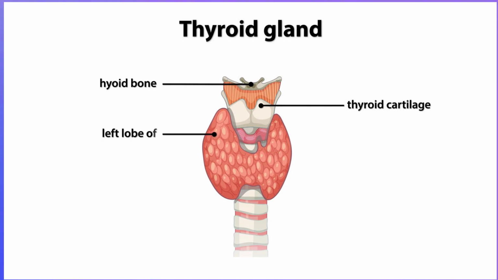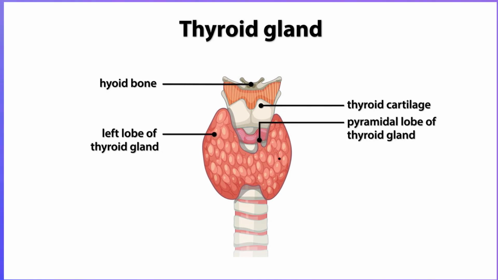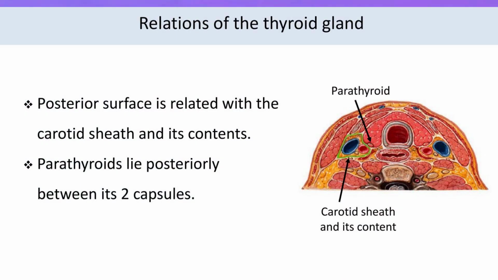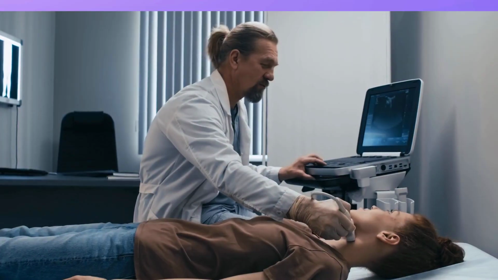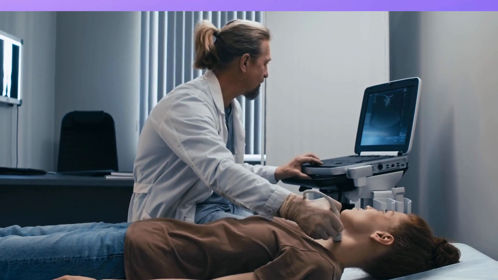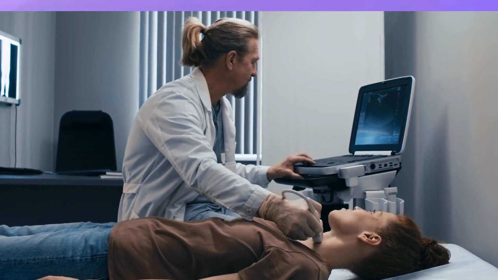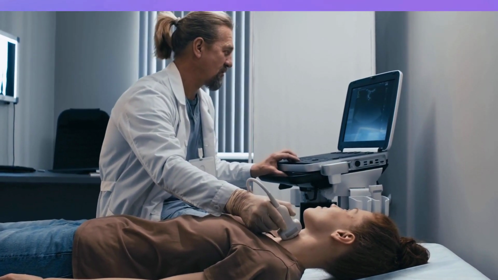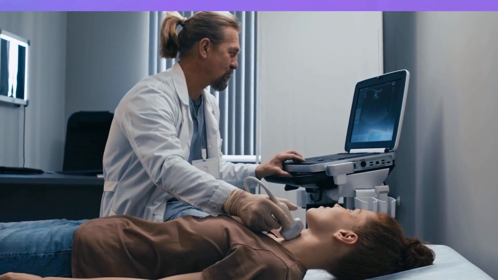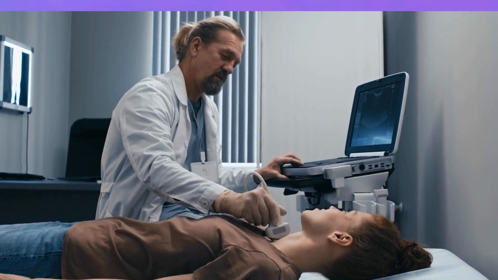another important anatomical relationship. The posterior surface of the thyroid gland has crucial relationships. It is closely related to the carotid sheath and its contents, which include the common carotid artery, internal jugular vein, and vagus nerve. This proximity is significant during surgical dissection. Additionally, the parathyroid glands, which are vital for calcium regulation, typically lie posteriorly between the two capsules of the thyroid gland. Their delicate position makes them vulnerable during thyroid surgery, emphasizing the need for meticulous technique.